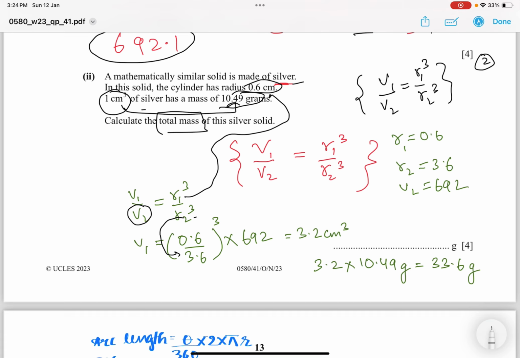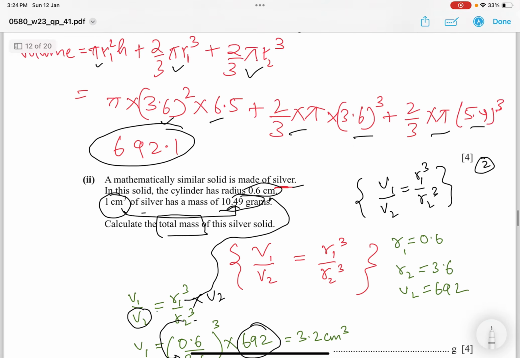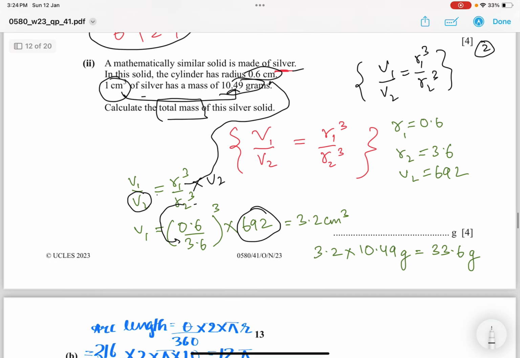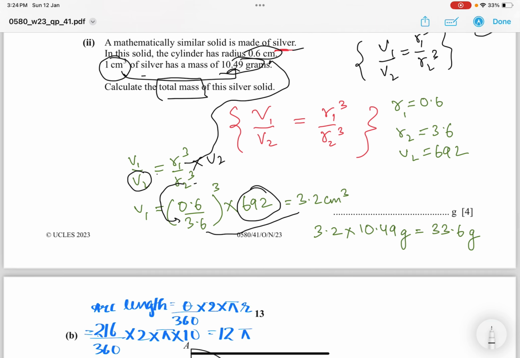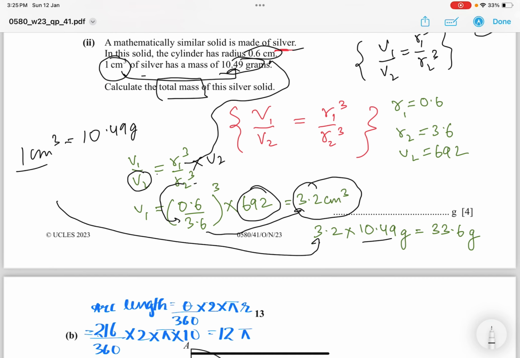Now V2 is in division over here, over there it will go in multiplication. V2 we have already calculated in the previous part. And if we put this value in a calculator, it will give us 3.2 centimeter cube. Now for 1 centimeter cube it was 10.49 grams. For 3.2 it would be 3.2 times 10.49, that would be 33.6 grams.